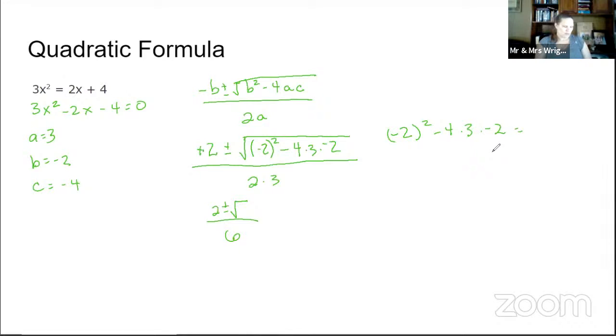Okay, so negative 2, oops, I need some parentheses. Parentheses, negative 2, close parentheses, squared, minus 4 times 3 times negative 2 is 28. So the square root of 28. Now, let's see if I can find the square root of 28. Nope, it's an irrational number. But I wonder if there's something hidden in there. So 28, let's think of 28.